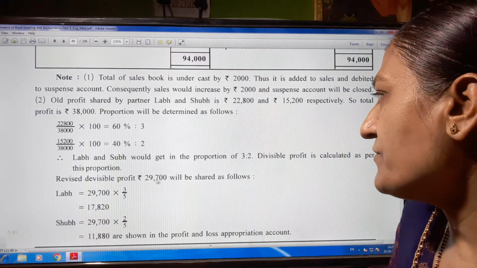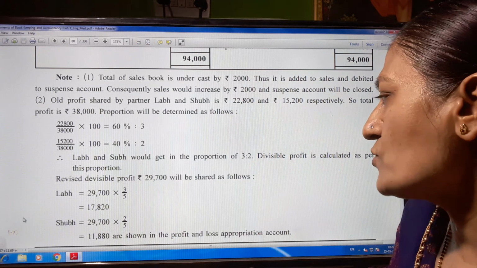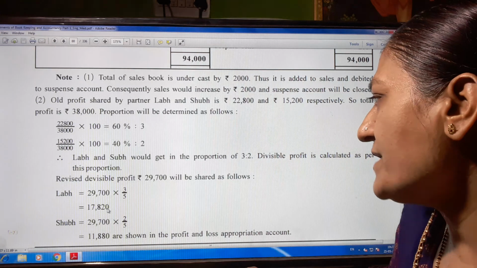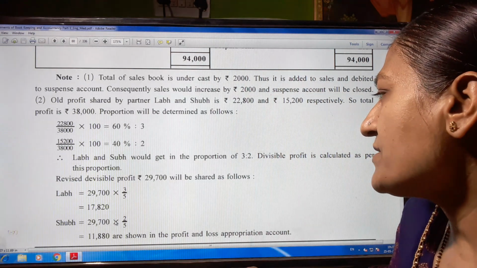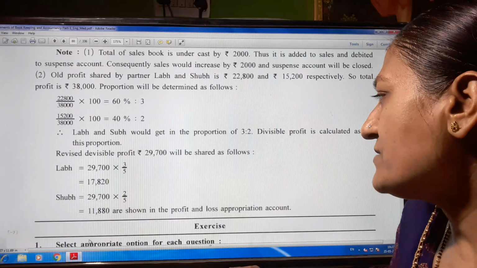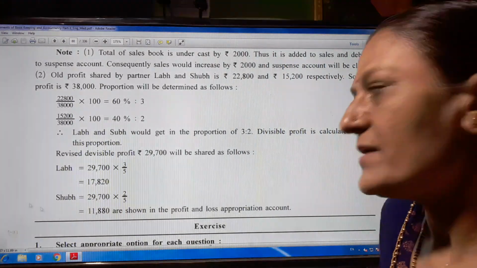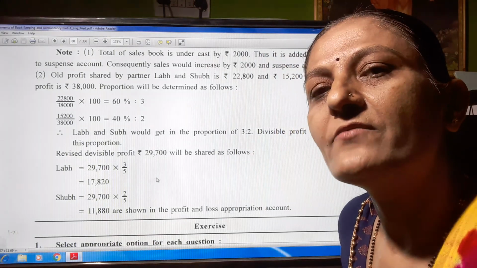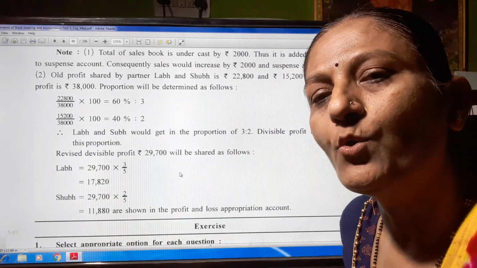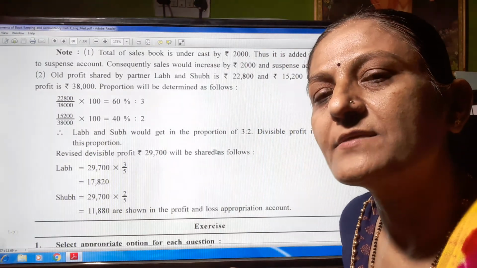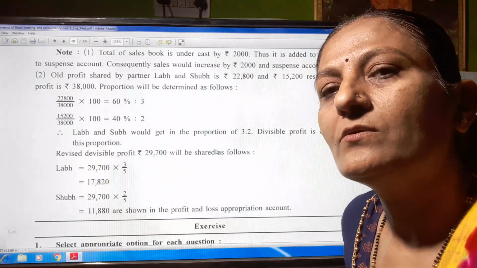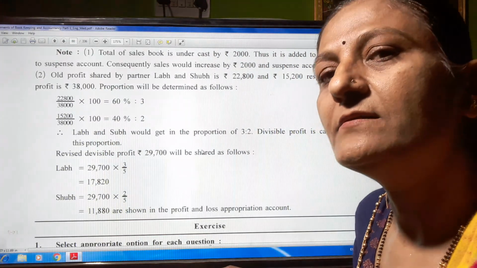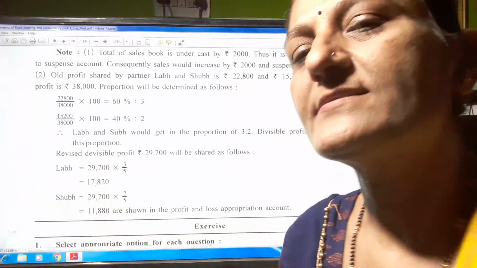Revised divisible profit 29,700 will be shared as follows. 29,700 into 3 by 5, so 17,820, and 29,700 into 2 by 5 means 11,880. This way we completed all the illustrations given in our textbook in chapter number 2, final account of partnership. And now tomorrow onwards we start our exercise, practical all the sums. Thank you very much.